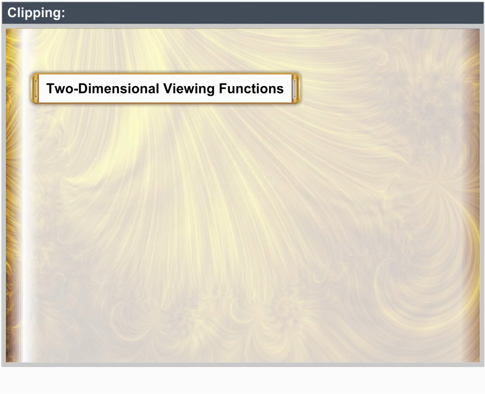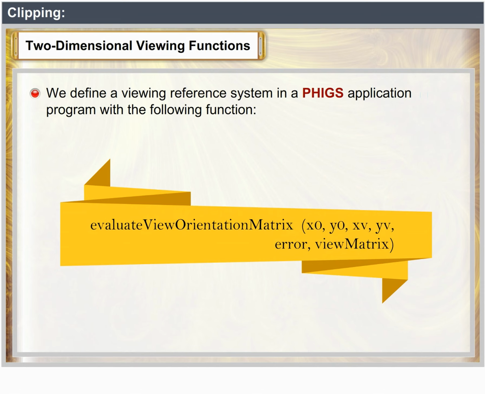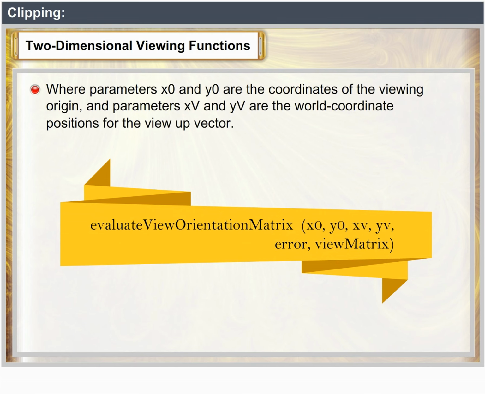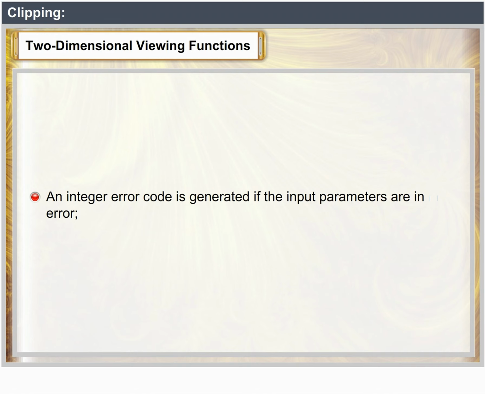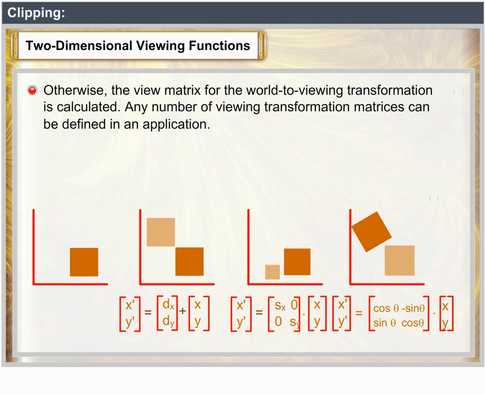Two-dimensional viewing functions. We define a viewing reference system in a fixed application program with the following function. evaluateViewOrientationMatrix (x0, y0, xv, yv, error, viewMatrix), where parameters x0 and y0 are the coordinates of the viewing origin and parameters xv and yv are the world coordinate positions for the view up vector. An integer error code is generated if the input parameters are in error. Otherwise, the view matrix for the world to viewing transformation is calculated. Any number of viewing transformation matrices can be defined in an application.